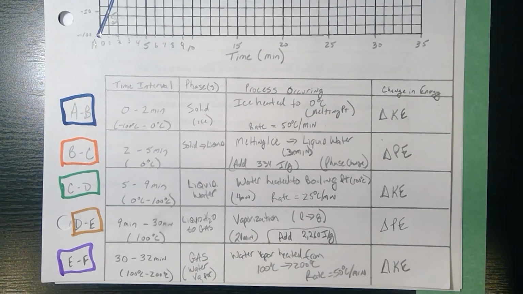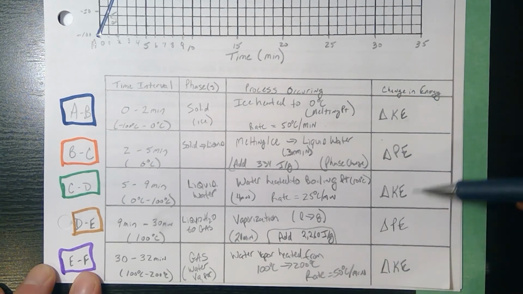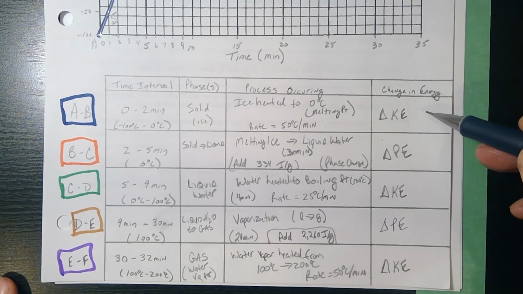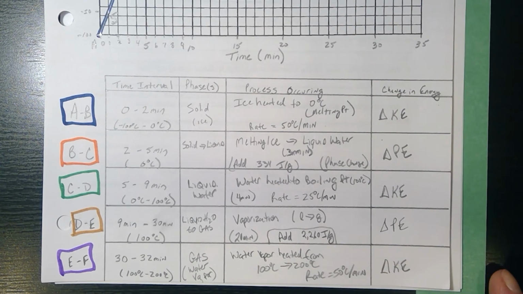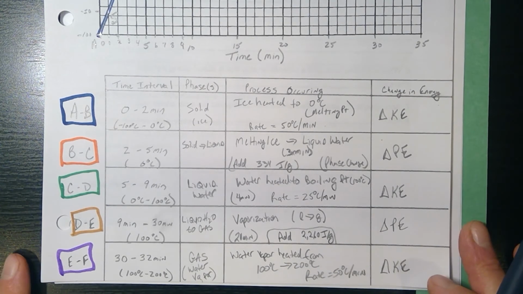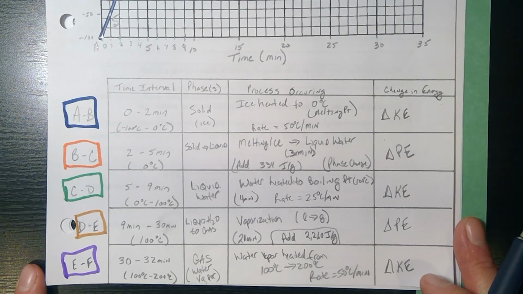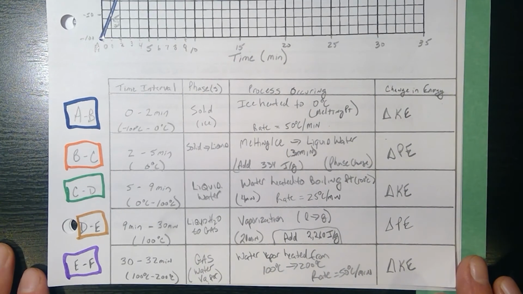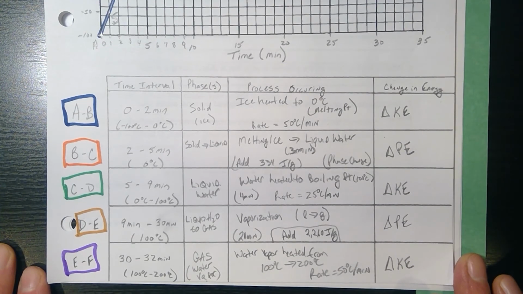So what I recorded underneath, we color-coded the graph, and I've made this chart telling you what's happening in each time interval, which phases exist during that time interval, the process that happens, and then what type of energy change. When the temperature goes up, temperature is average kinetic energy, so a change in temperature gives you a change in kinetic energy. A phase change, the flat sections, is a change in potential energy. That chart is going to be really helpful in terms of you answering the questions.